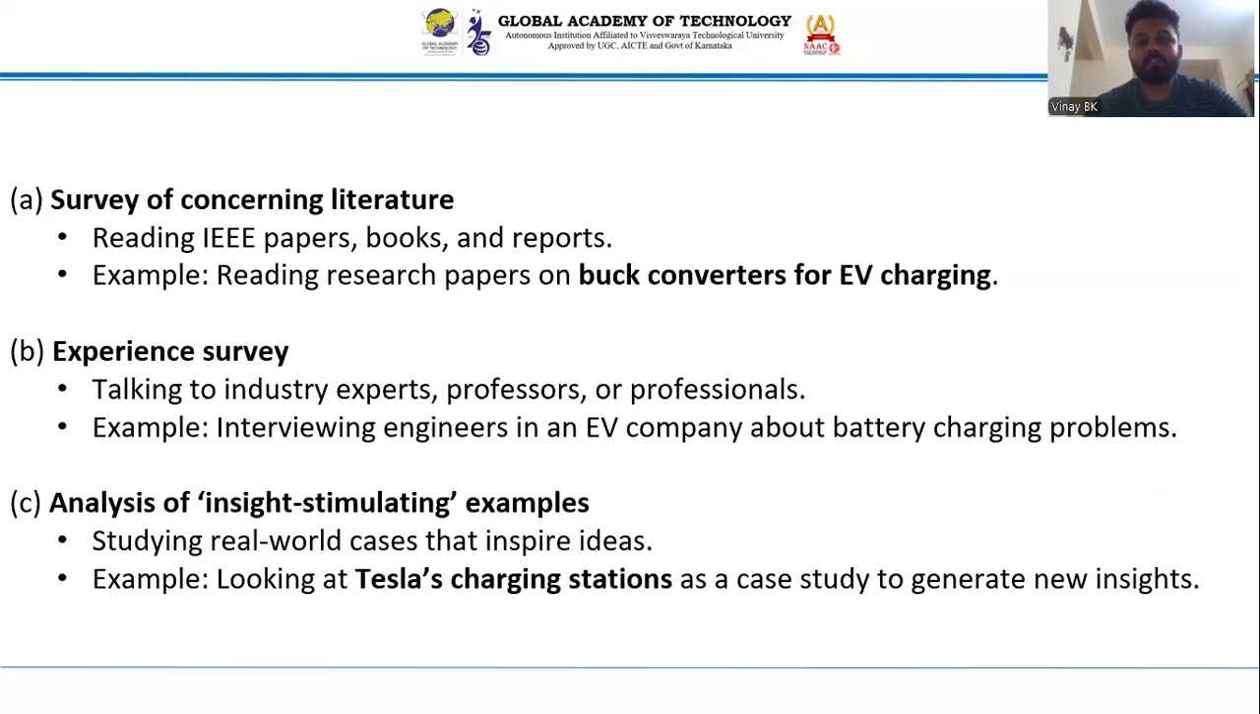Survey of concerning literature is nothing but reading IEEE papers, books, and reports. For example, reading research papers on buck converter for EV charging. Experience survey means talking to industry experts, professors, or professionals. Example, interviewing engineers in an EV company about battery charging problems. Analysis of insight stimulating examples means studying real world cases that inspire ideas. For example, looking at Tesla's charging stations as a case study to generate new insights.